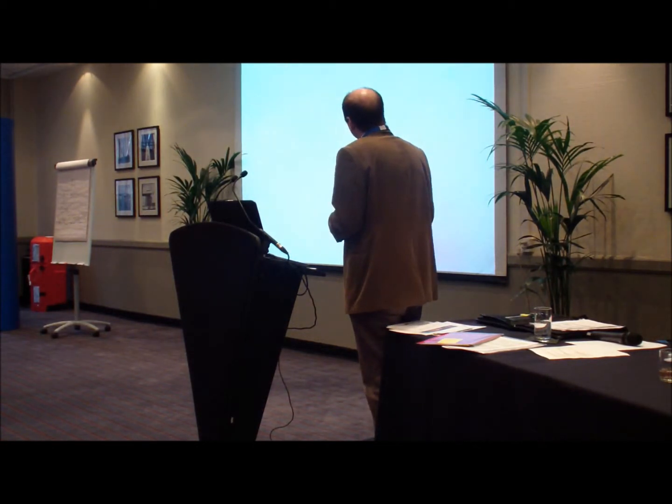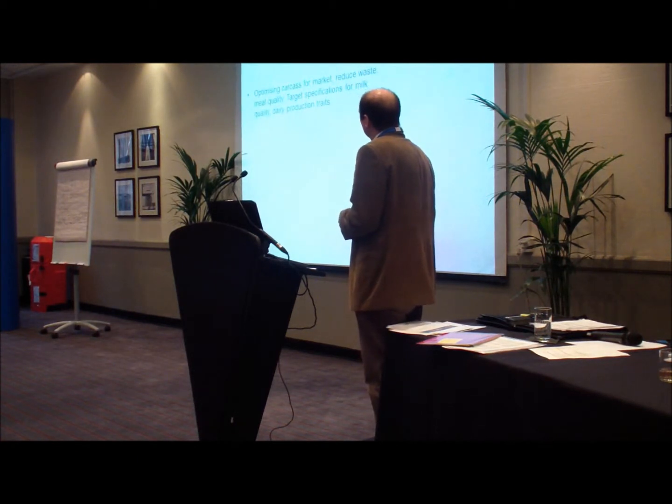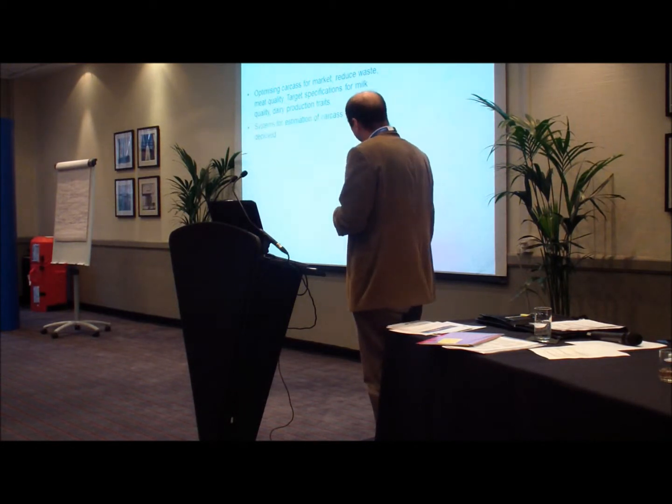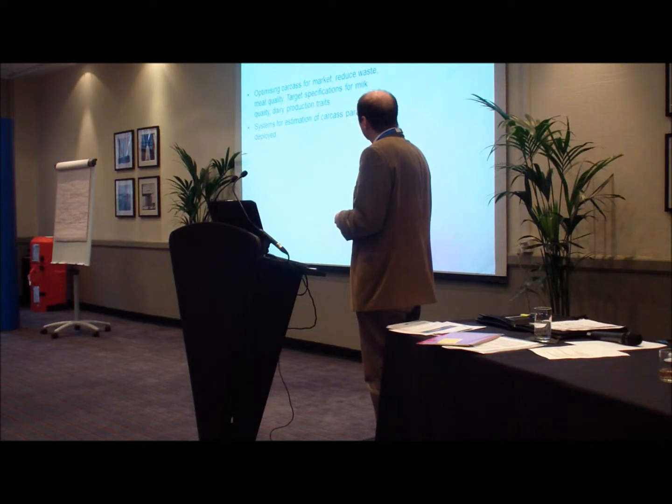I believe. Carcass and milk quality, optimizing the carcass for the market, reducing waste, meat quality attributes, target specifications for milk quality, dairy production traits. These are all standard wish lists from the industry. Pardon me. Systems for estimation of carcass parameters. Some of them are deployed already. Milk quality, online somatic cell count, protein and fat. Again, potentially deployed.